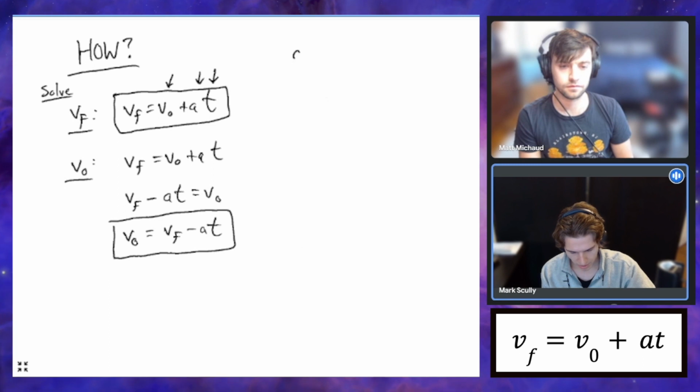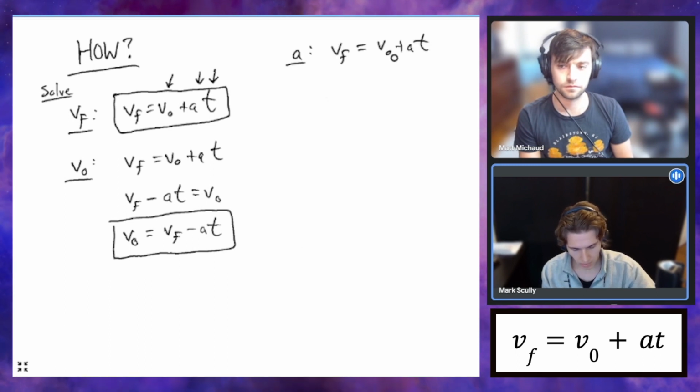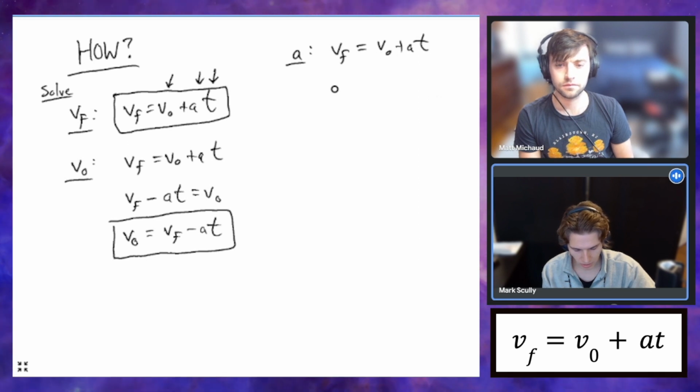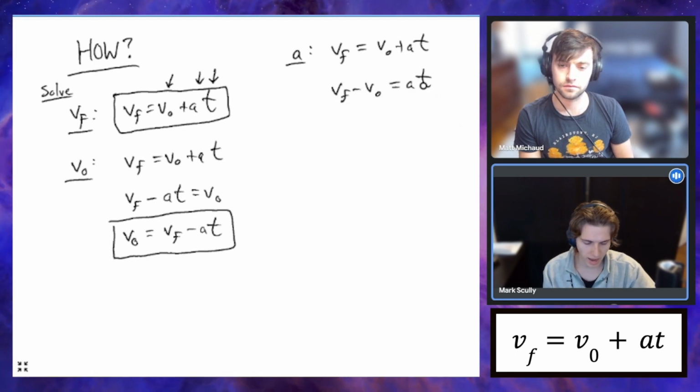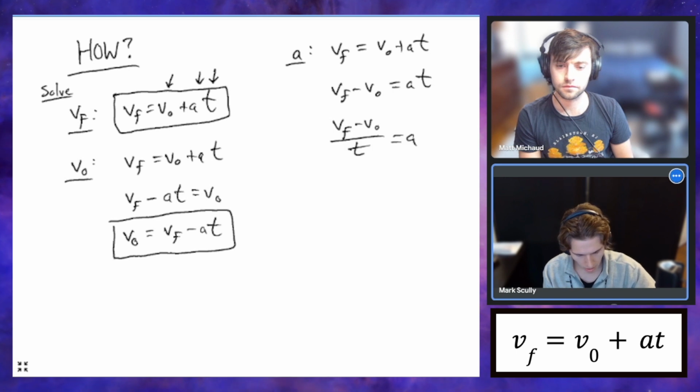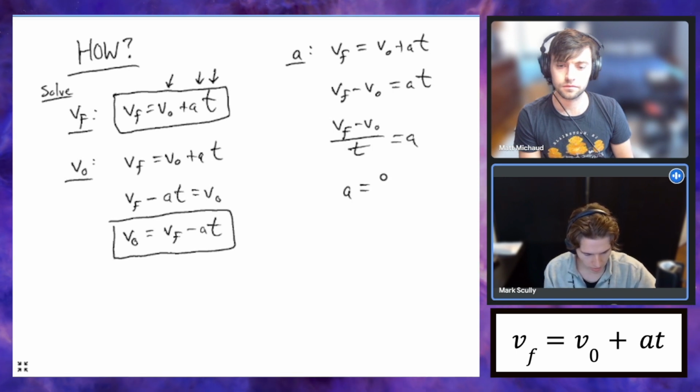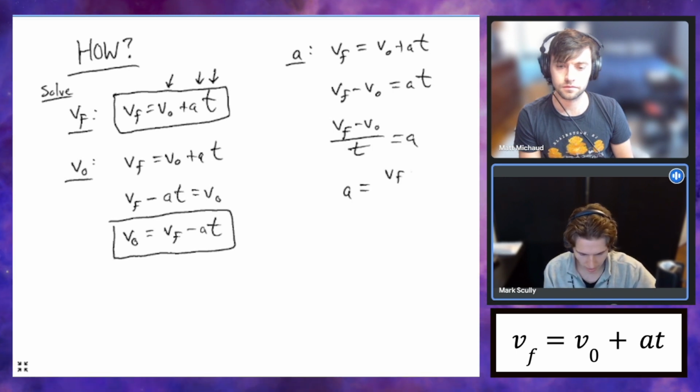How do we solve for the acceleration? Let's start with our initial equation, as usual. We're going to subtract away v initial, and now we need to divide both sides by time. And there we have it. Flipping the equation, we have acceleration equals v final minus v initial over time.